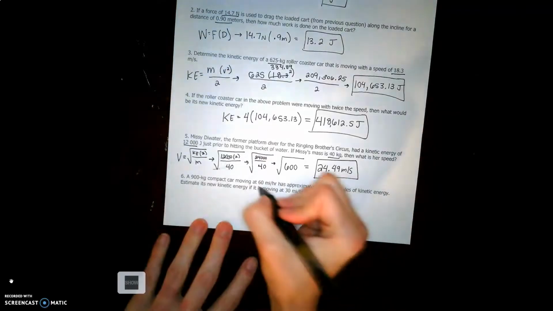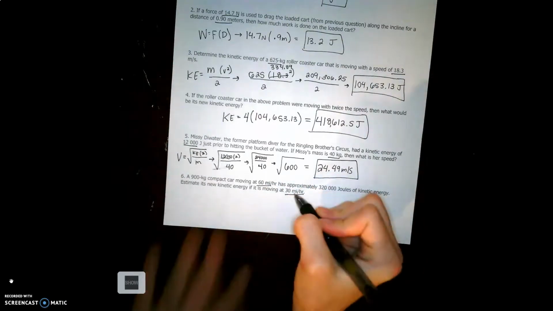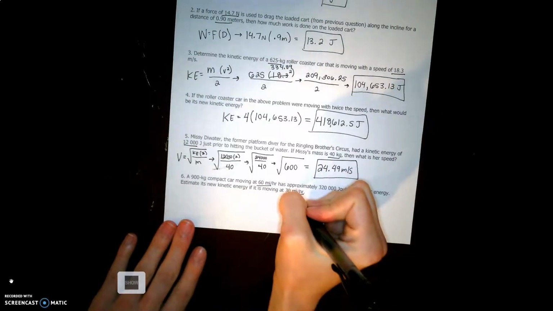And the last question, a 900 kilogram compact car is moving 60 miles per hour and has approximately 320,000 joules of kinetic energy. Estimate its new kinetic energy if it was moving 30 miles per hour. So we're going to be looking at how these velocities have changed. So we went from 60 to 30. So the kinetic energy is directly related to the square of speed, meaning if you reduce the speed by 2, that means you would reduce the kinetic energy by 4.